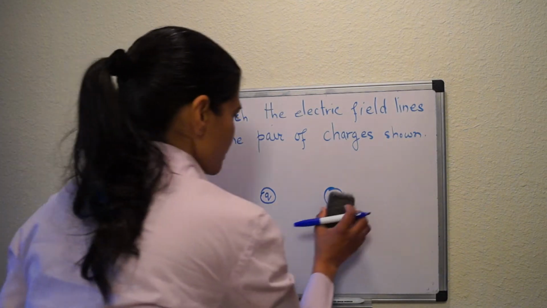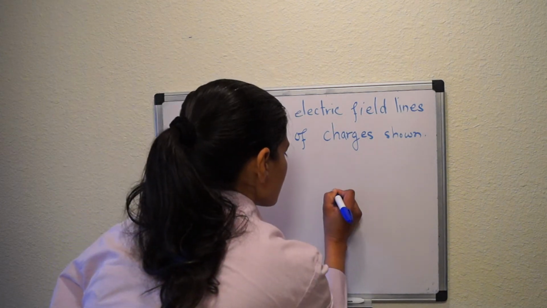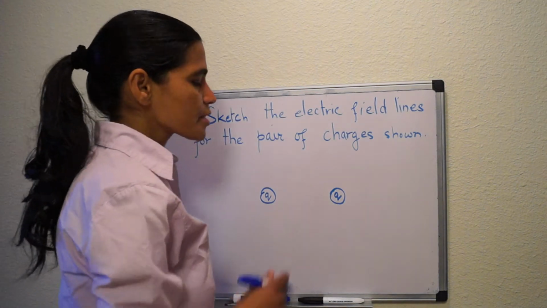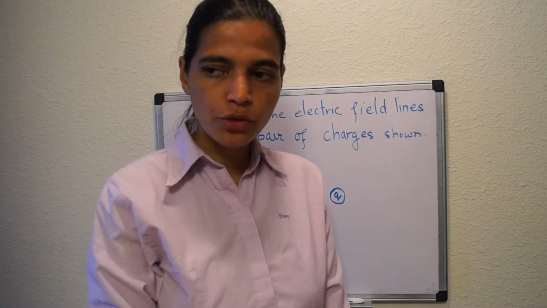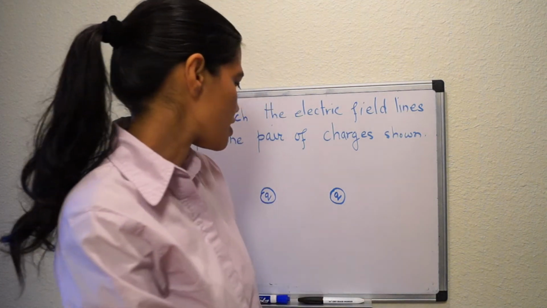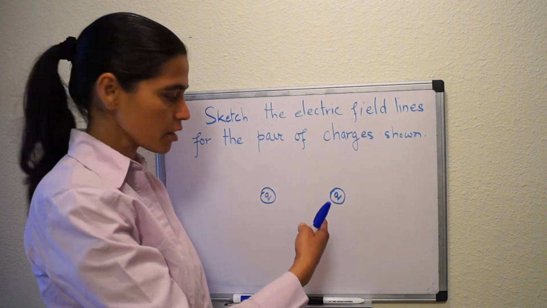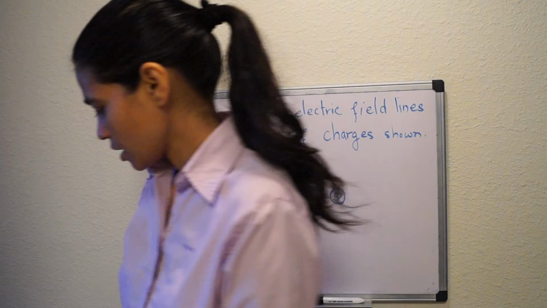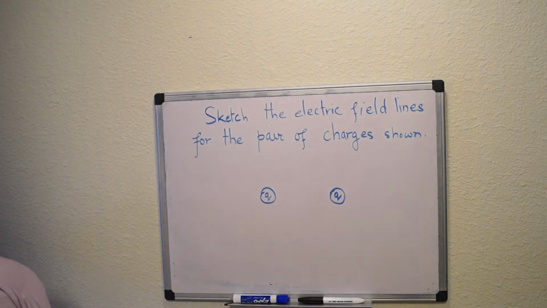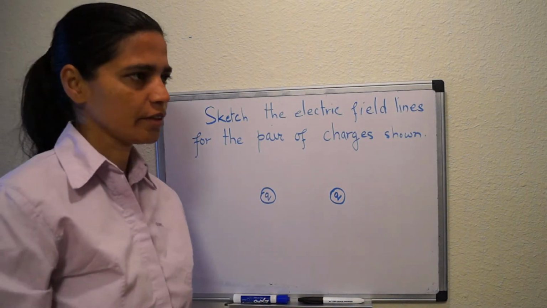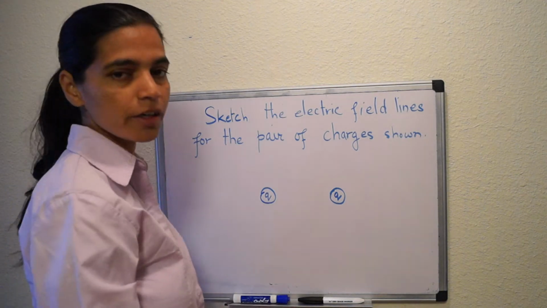Let's make this equal, okay? So you try to make them as equal as possible. Both of these charges have the same magnitude and same sign, so both of these are positive charges. Please try drawing electric field lines for this configuration of charges. Take some time. If you don't get it right, that's totally fine. We can work it together.